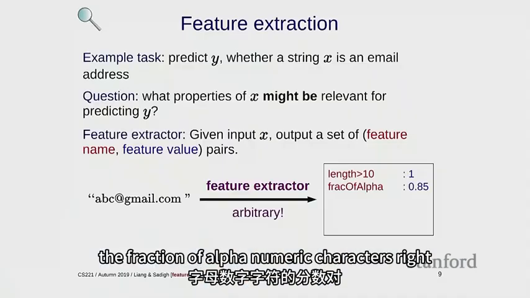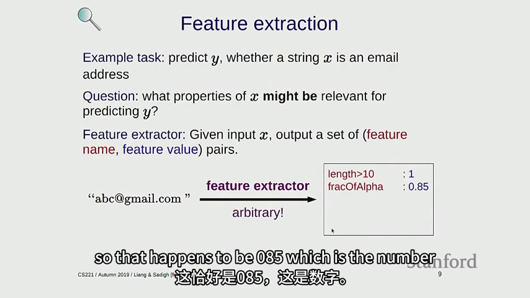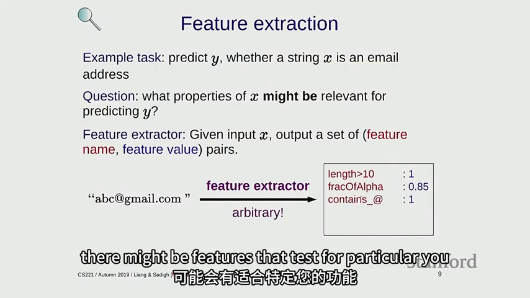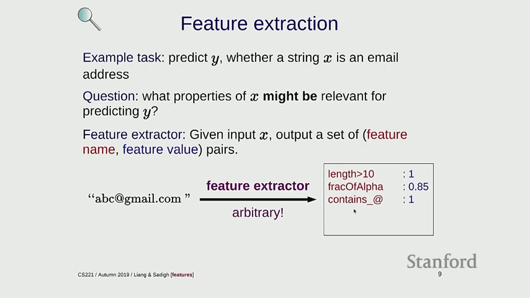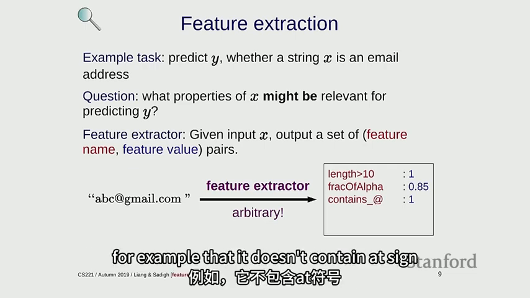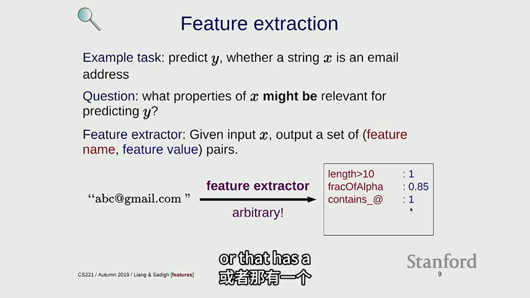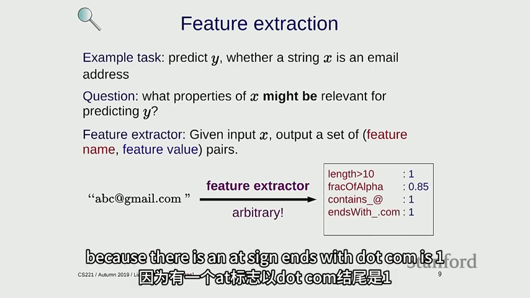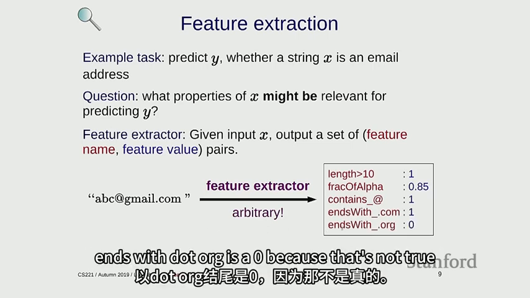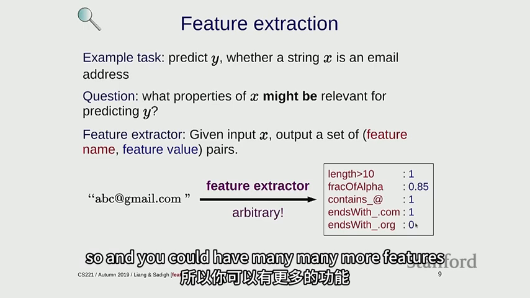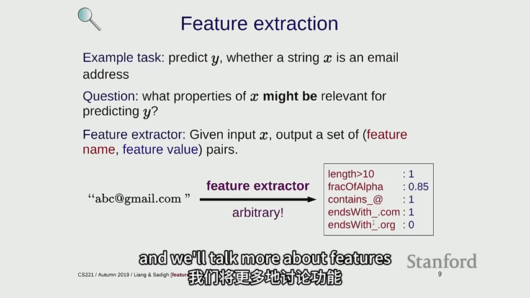Here's another feature: the fraction of alphanumeric characters. That happens to be 0.85, which is the number. There might be features that test for particular letters, for example, whether it contains an @ sign. That has a feature value of 1 because there is an @ sign. Ends with .com is 1. Ends with .org is 0 because that's not true. And you could have many, many more features, and we'll talk more about features next time.